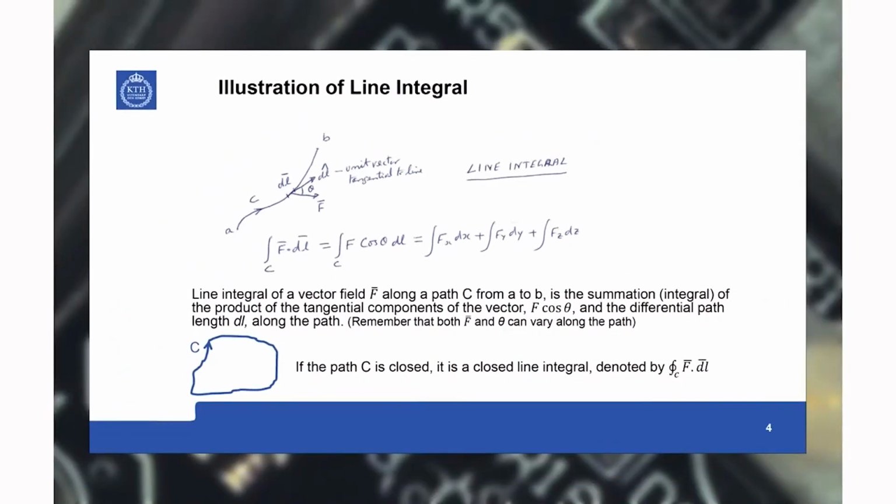Now if the path C is closed, then it is called a closed line integral, which is denoted by the integral symbol with a circle as well as a subscript C, f dot dl. So this is the closed line integral.